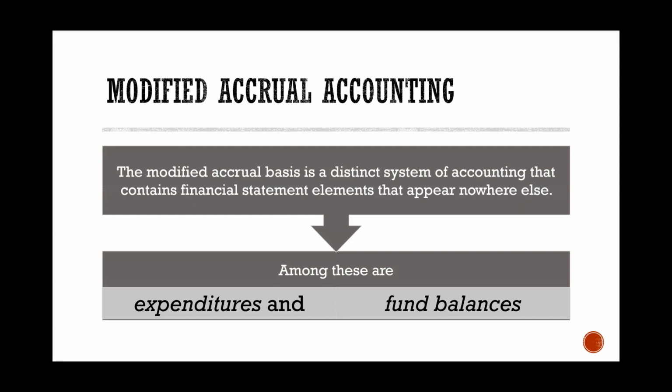So, modified accrual accounting is a distinct system of accounting that contains financial statement elements that appear nowhere else. A couple of these specific characteristics are what we call expenditures. Think of them kind of like an expense, and fund balances. Fund balances you can kind of think of as like the equity section of your balance sheet.